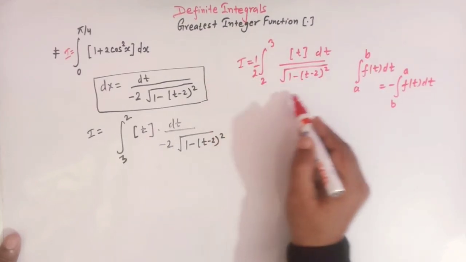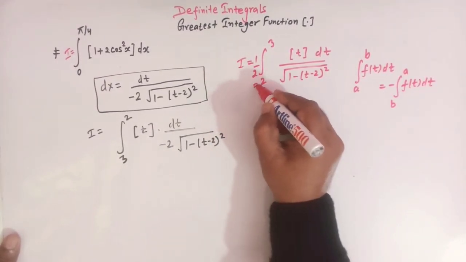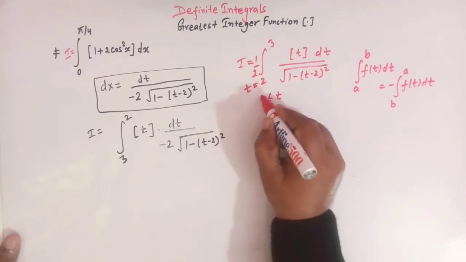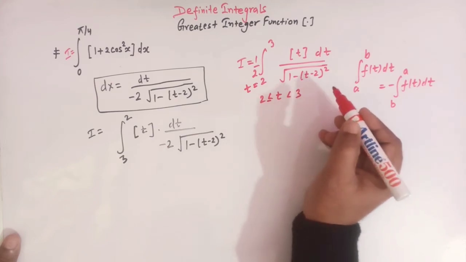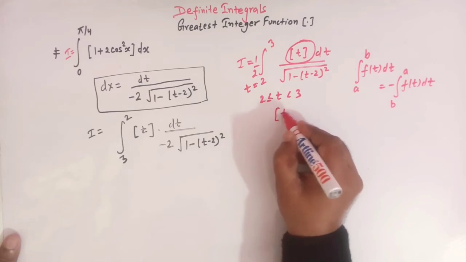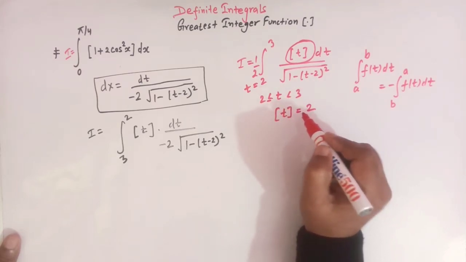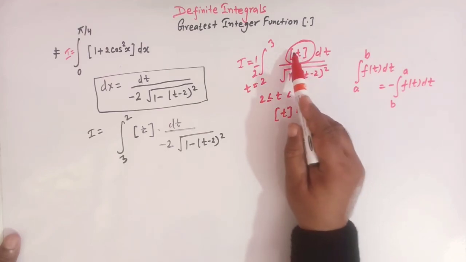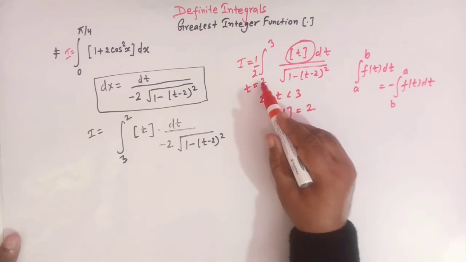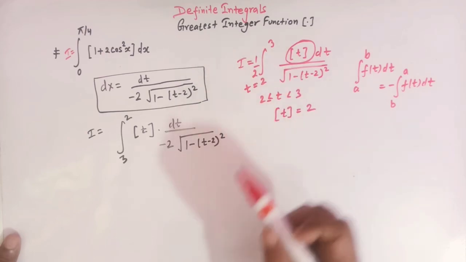So we can reverse the limits by taking a negative sign, right? Okay, so now we have this integral, and see here t varies from 2 to 3, right? So when t lies between 2 and 3, then the value of this term, that is greatest integer of t, is equal to 2 by the definition of the greatest integer function, right? So the value of greatest integer of t is 2 when t lies between 2 and 3, where the lower limit is 2 and the upper limit is 3, right?